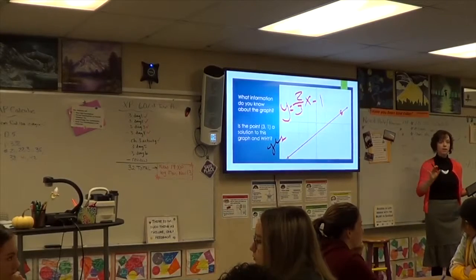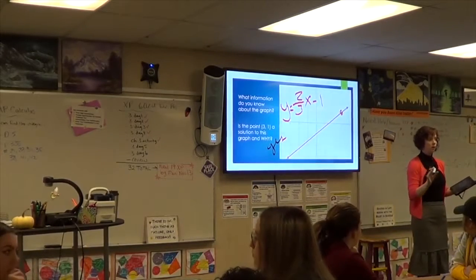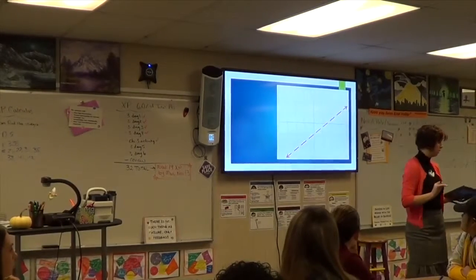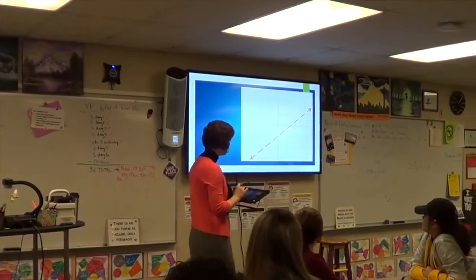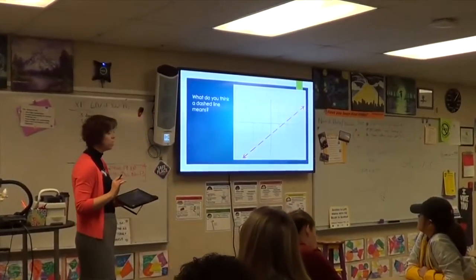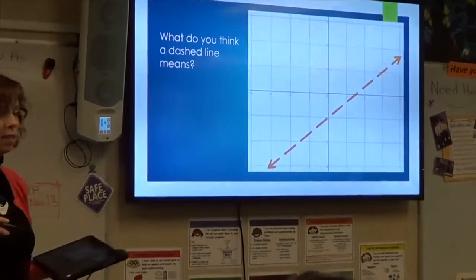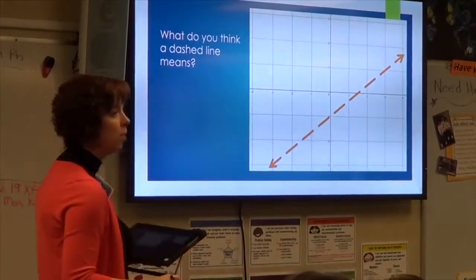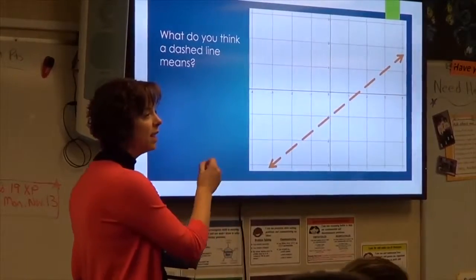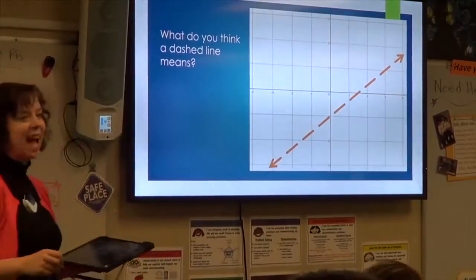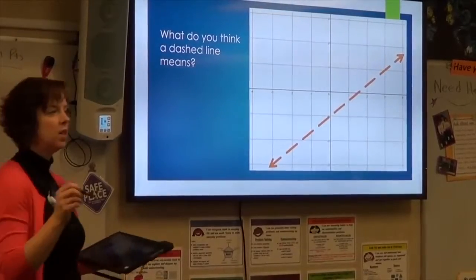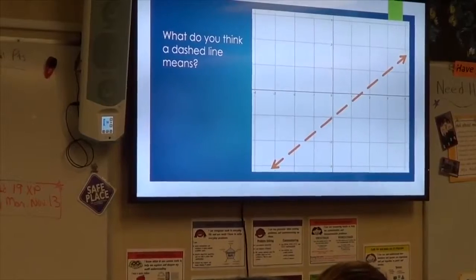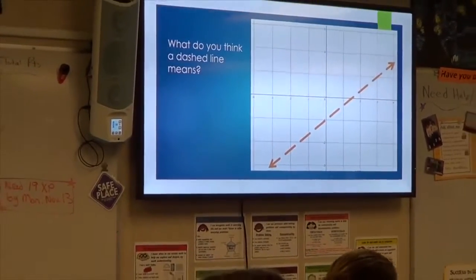Okay, because now we're going to see a different line, and we're going to discuss that. Okay, here is a different line. It's the same equation. It's still the 2/3 x minus 1. But I want you to discuss in your group, what do you think is the difference between the solid line we saw and now a dashed line? Discuss in your group, what do you think is the difference between dashed and solid? Discuss ideas.